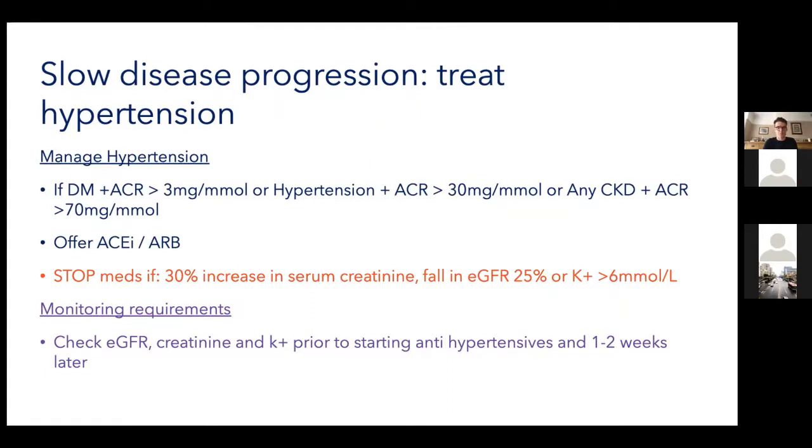I think this is where I used to get confused, because it's like, well, ACE inhibitors are bad for kidneys, right? Because we've spoken about AKI, but they are actually renoprotective in terms of reducing hypertension. So it's just making that distinction really clear in your mind. When you start your ACE inhibitors, you've got your monitoring requirements. You want to check your eGFR, creatinine, and potassium prior to starting your antihypertensives. You get a baseline, and then 1 to 2 weeks later.